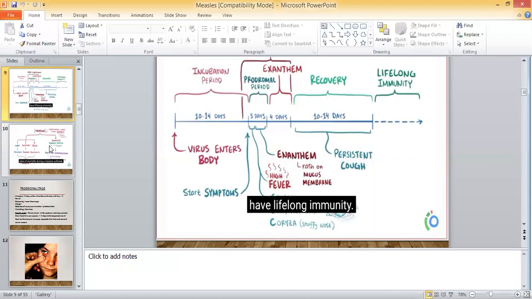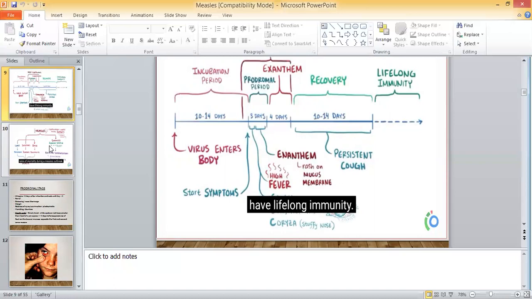After the prodromal period, normally the eruptive period occurs, which is called exanthem. The prodromal period is called enanthem because it occurs entirely inside the body. Exanthem occurs on the body, skin, or surface, which lasts for 4 days, and a desquamating maculopapular rash appears, especially initially on the face and head, gradually moving to the body, trunk, and extremities. After this phase, recovery occurs in 10 to 14 days, and if a person survives, he gets lifelong immunity, which provides protection from measles for the whole of life.